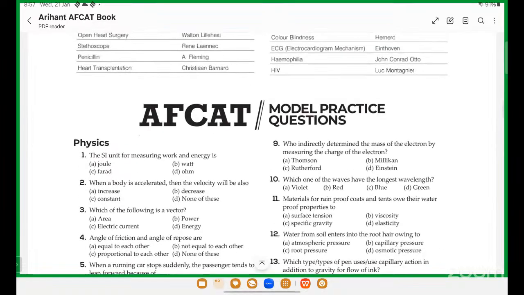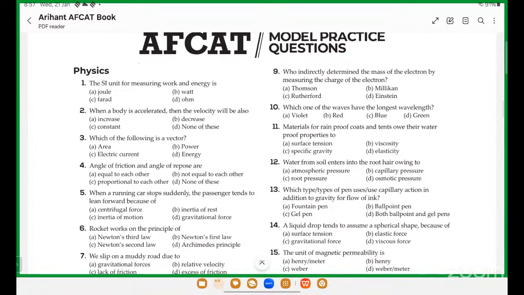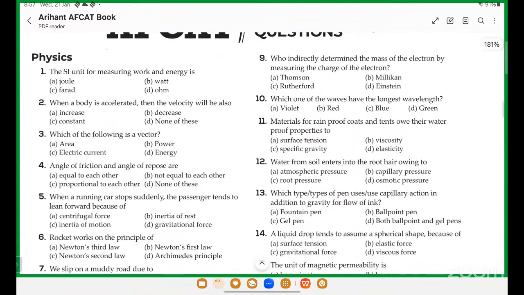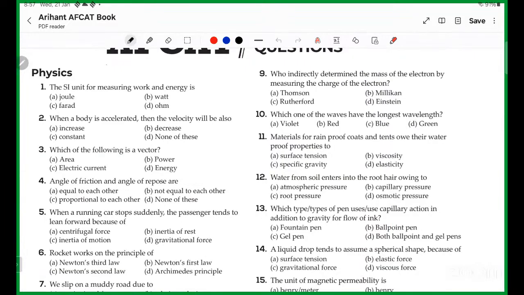Now we will solve some questions based on physics, chemistry, and biology. Okay. So the first question is: the SI unit for measuring work and energy is basically what? The SI unit for measuring work and energy is the same because energy and work are mostly the same. So the SI unit is also the same for them. That is basically joule.